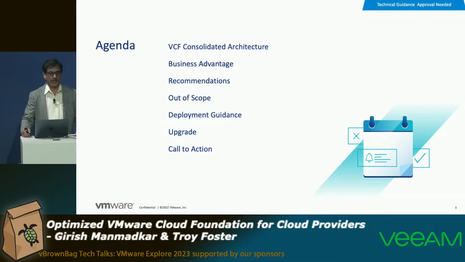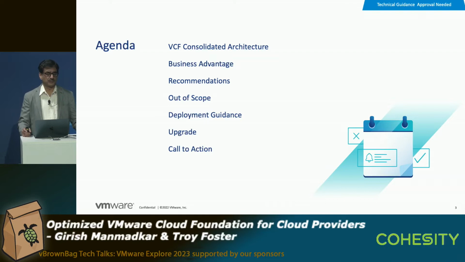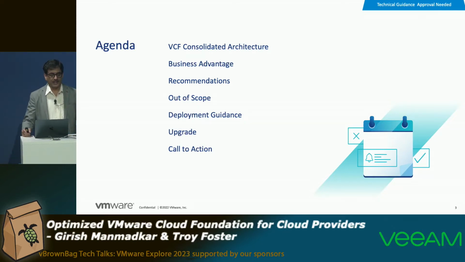So what does the agenda look like? VCF has two architectures: one is a consolidated architecture and the other is a standard architecture. We wanted to focus on the minimum portion of it, so we'll just focus on the consolidated architecture. What are the business advantages that you as a cloud provider will have if you look at this particular option? What are the various recommendations, and how do we productionalize this particular deployment for your customers?